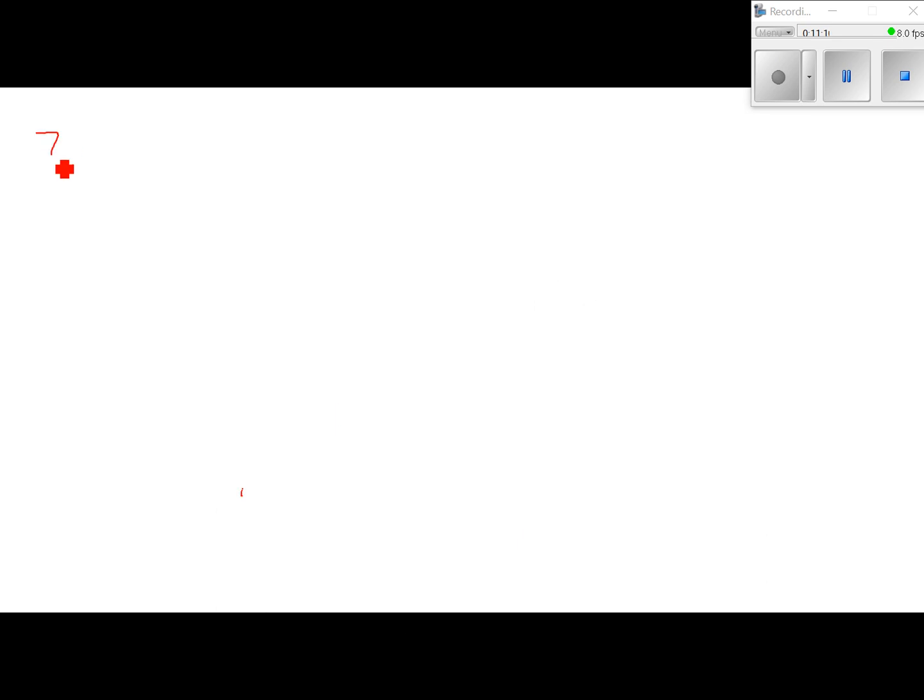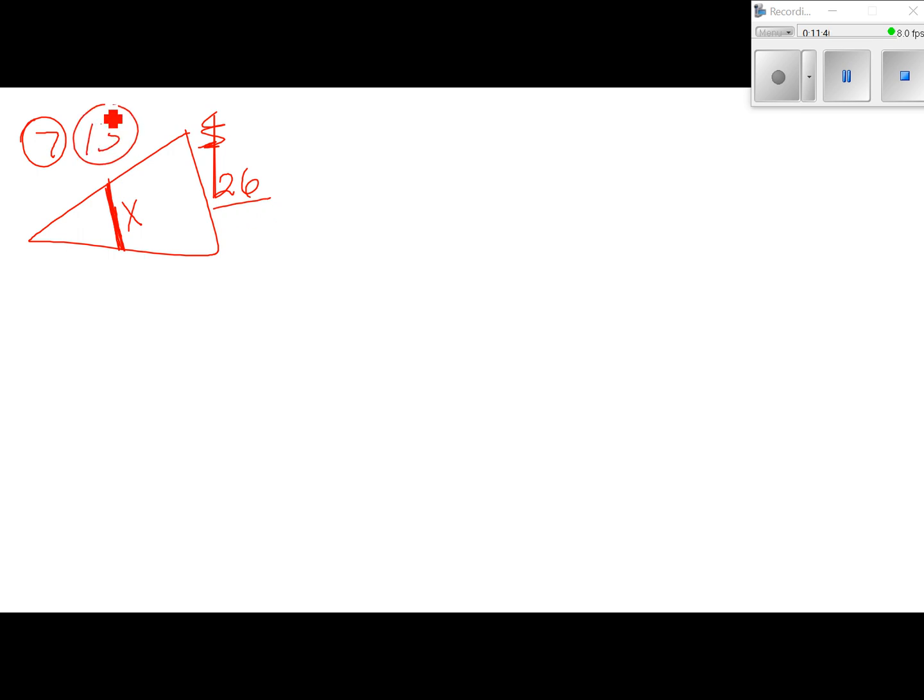Next one, number 7. 7, 8, 9, and 10. On number 7, they're telling us that segment DE in each one is a mid-segment. Well, on the first one, we have a triangle that looks something like this. Mine might not be perfect, and this is DE, and they're telling us that that's x, and this is 26. Ignore any of those stray marks that go up through there. Well, we know that this mid-segment has to be half as much as that, so the answer to number 7 is just 13. Just take half of it.